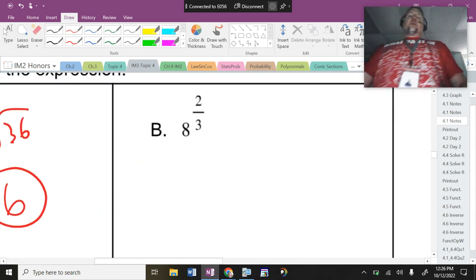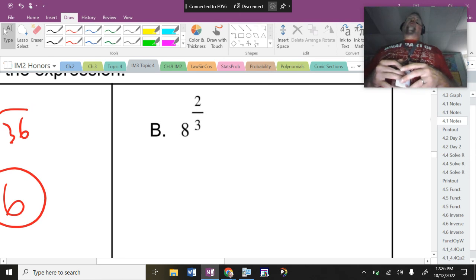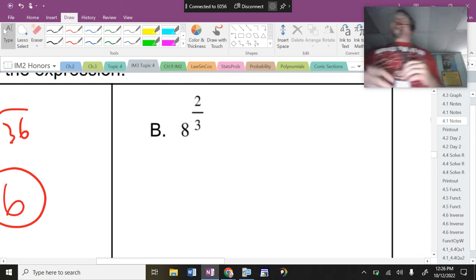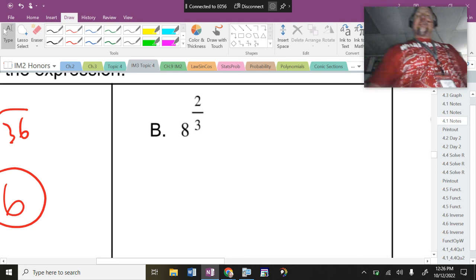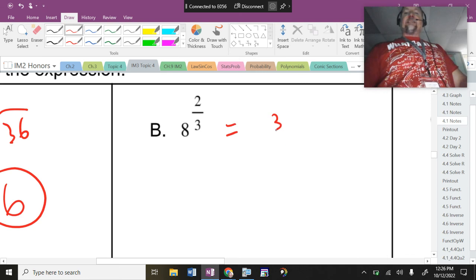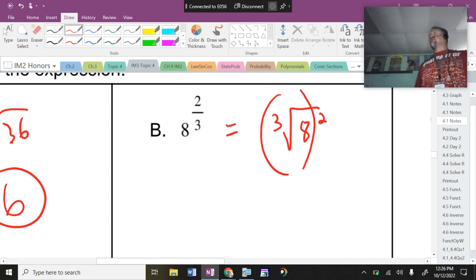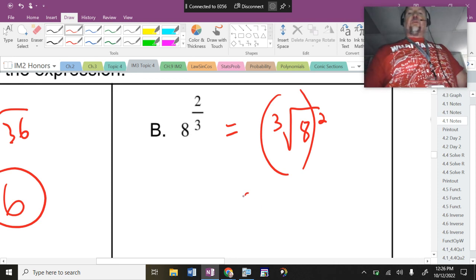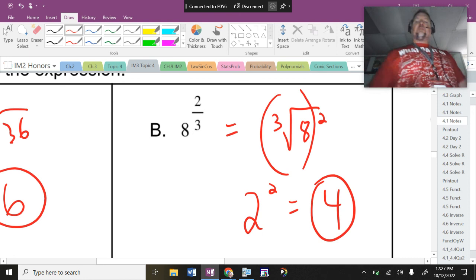Wrong. Let's see if you can figure this one out in 3 seconds starting now. 3, 2, 1, go. Go ahead, you say your answer, because 4, he was the only one that said it before that, because this is the cube root of 8 and then squared. You want a cube root first. Everyone, what's the cube root of 8? 3, 2, 1, go. 2, and then you do 2 squared, which equals 4. So that is definitely the answer.